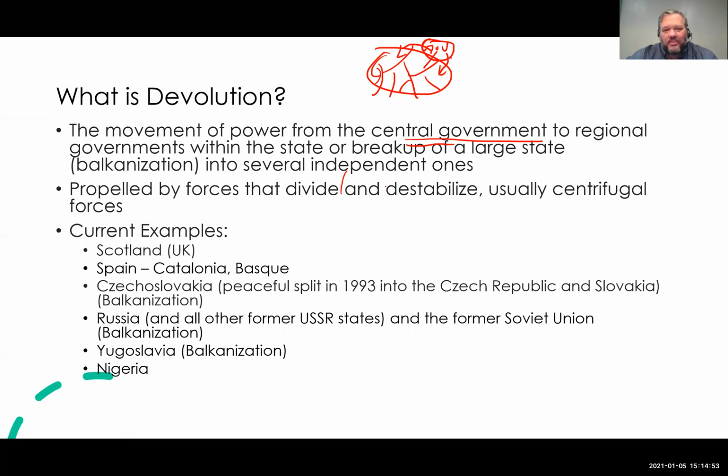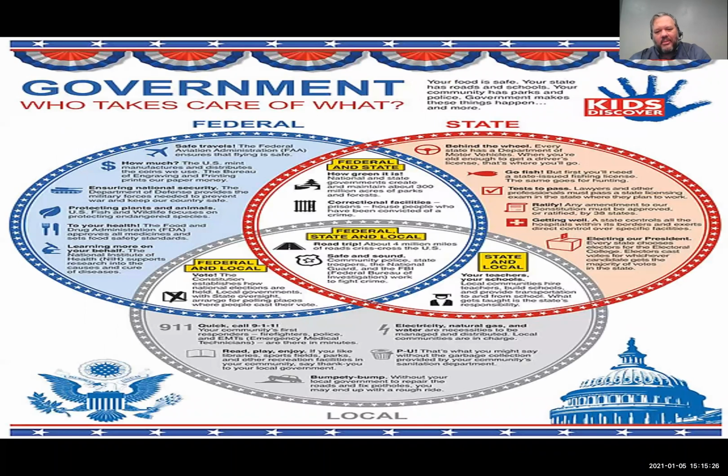It goes down to regional governments within the state, or if devolution gets too bad, it is a breakup of the state itself. If devolution went really bad in this little picture country that I drew, balkanization, that's this word here, is when all of these would just declare themselves independent and create their own country. And we're going to look at one or two examples there. So it is propelled by forces that divide and destabilize. These are centrifugal forces, forces that try to divide us apart. Not always like that, but often.